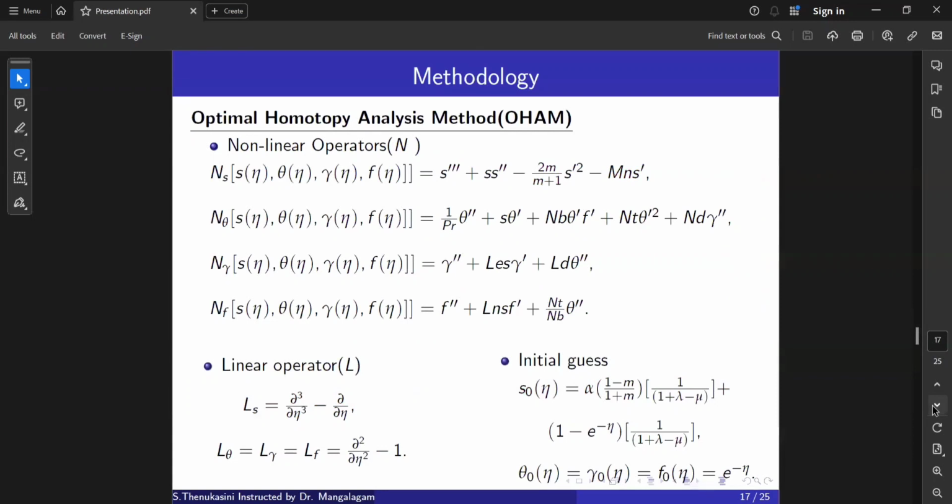Here we take the optimal homotopy analysis method. Optimal homotopy analysis method is a powerful mathematical tool for solving nonlinear problems. It is the combination of homotopy analysis method and optimizing the convergence control parameter by minimizing the squared residual error. First, we define the nonlinear operator taken from our original problem. OHAM has great freedom to choose the auxiliary linear operator and initial guess. Therefore, we take these as the linear operator and initial guess in our system. If we check these, they definitely satisfy our boundary conditions in the transformed model.